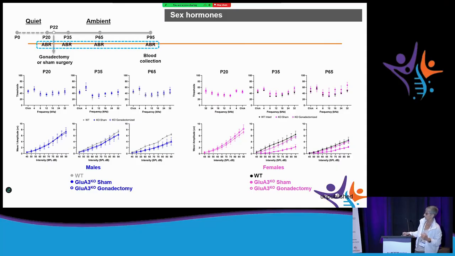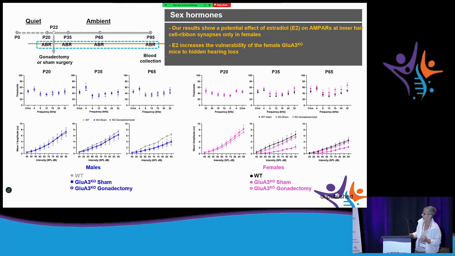However, in the females, we see, again, these mice hear very well at P20, but when we do the gonadectomies, so these are the sham GLUA3 KO mice, and these are the gonadectomized GLUA3 KO mice compared to wild-type mice, as you see here, we reverse the wave 1 amplitude, and it seems to be also maintained in aging.